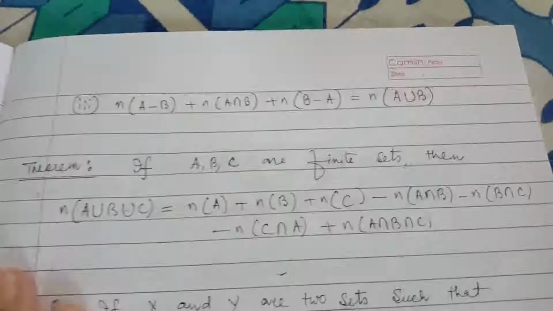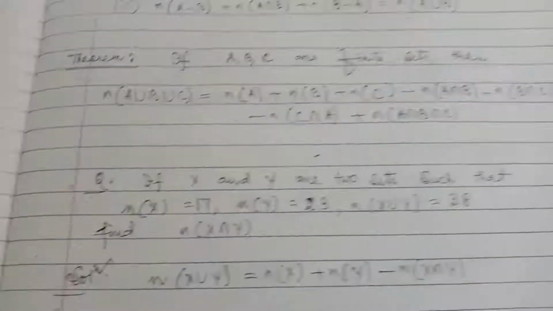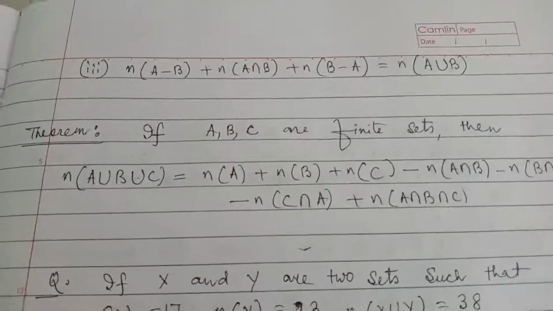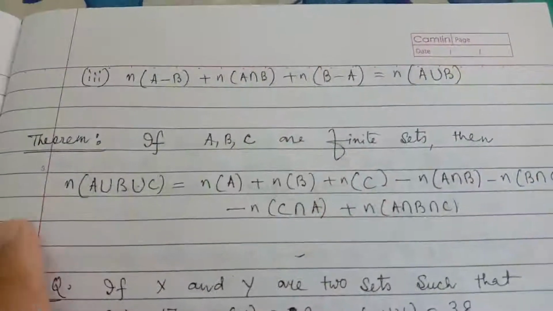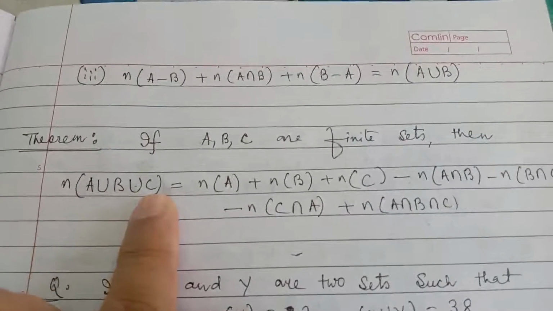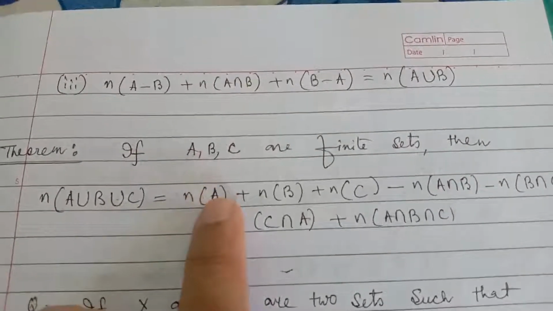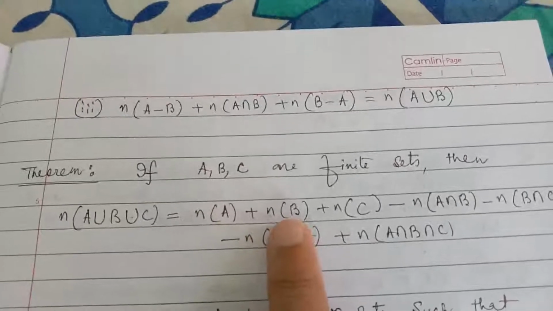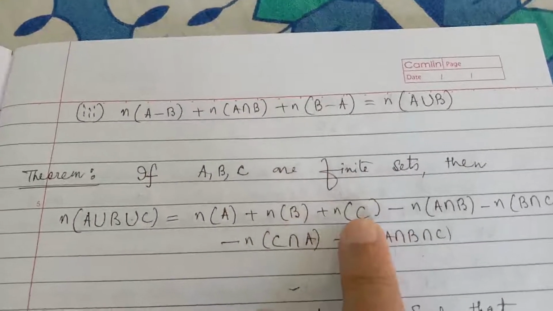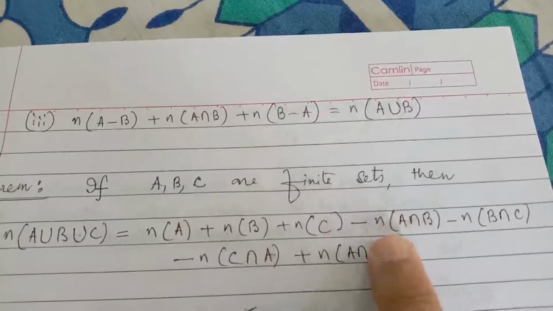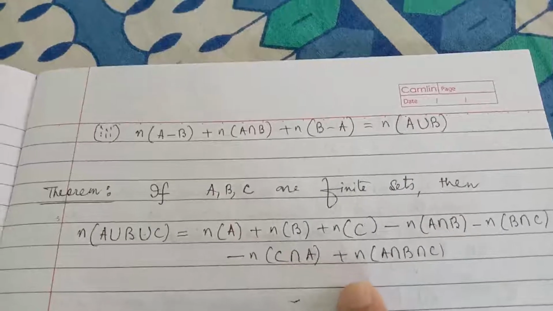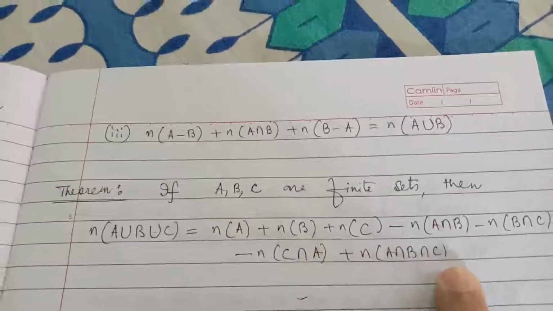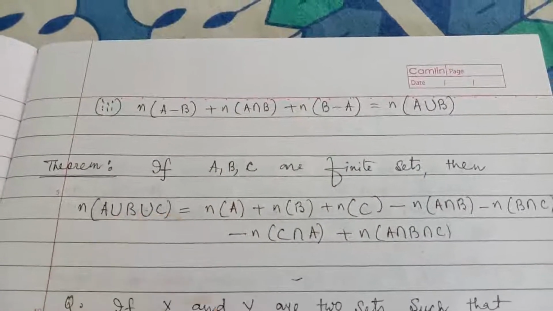Next, let us move to this theorem. This is the extension of the first theorem. Now this is for three sets. If A, B, C are finite sets, then number of elements in A union B union C is equal to n(A) plus n(B) plus n(C) minus n(A intersection B) minus n(B intersection C) minus n(C intersection A) plus n(A intersection B intersection C). This is for three sets A, B and C, and the previous one was for the sets A and B.